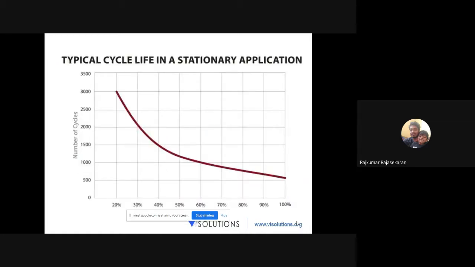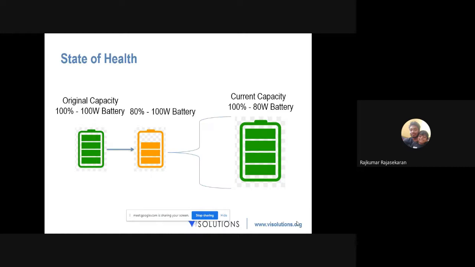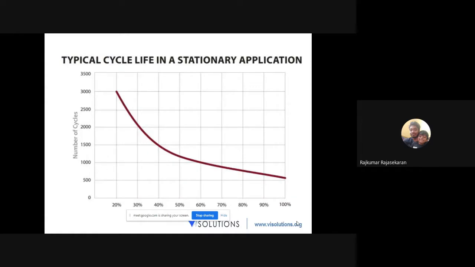So state of the health is basically the amount of charge it can hold compared to the original capacity. And this also is going to be like a curve. We're just going to compare the number of charging cycles with respect to the state of the health.